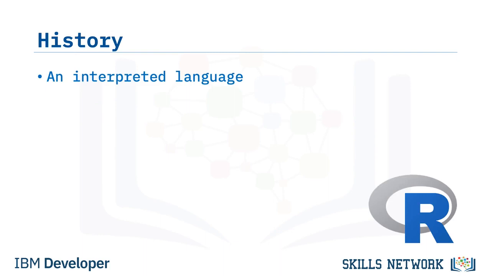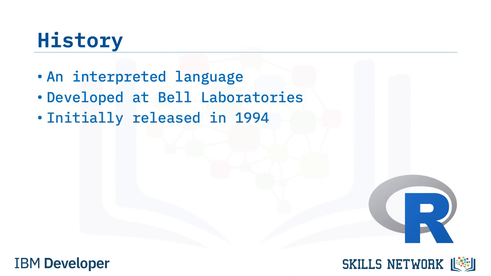Interpreted languages such as R, Python, and JavaScript are a type of programming language that is interpreted and executed directly by an interpreter without first compiling it into the target machine instructions. You typically access these languages through a command line interpreter. The initial version of R was developed at Bell Laboratories and released in 1994.